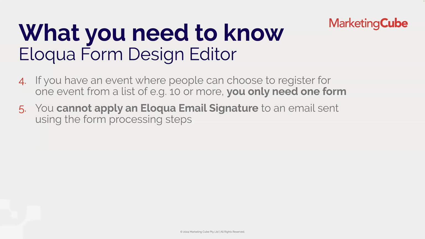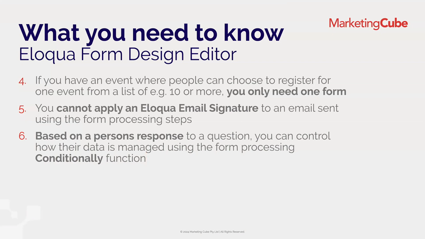But if you do want to do it, instead of using the form to send the submitter an email, you would send the person to a campaign canvas and use the campaign canvas to send the confirmation email. That's where you can apply the email signature. So if you've got any questions on that one, just let us know.